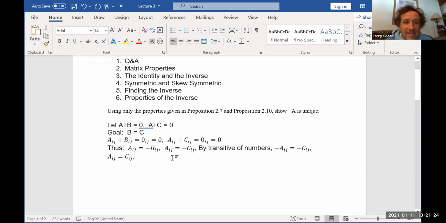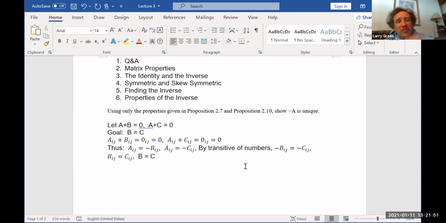Okay, but if a_ij equals c_ij, I'm sorry, sorry about that. This should be a B, not an A. b_ij equals c_ij. But then if b_ij equals c_ij, by definition, that means B equals C. Have I lost you there?